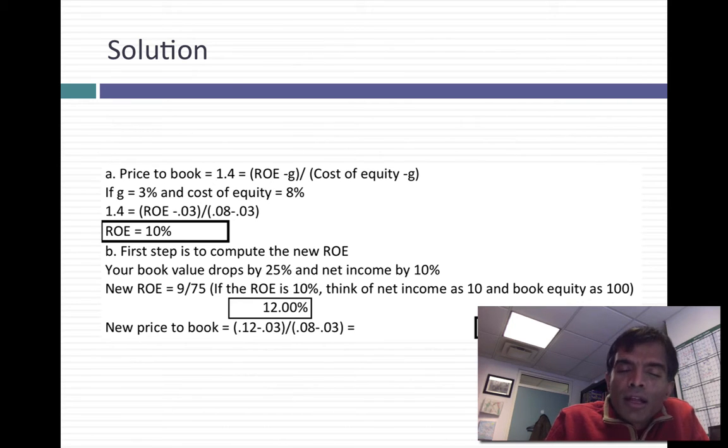Now, if you'd done it with the 1 plus G and the payout ratio, you'd have ended up with a slightly different return on equity. But as I said, now your return on equity would have been 10% divided by 1.03. Basically, that 1 plus growth rate will be what throws you off. But I'll give you full credit either way.